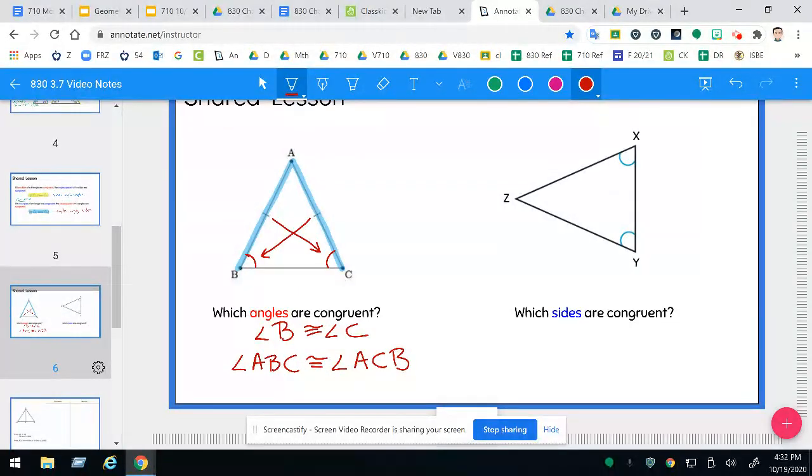So we can also say, for example, angle ABC is congruent to angle ACB. Both of these are correct, right? Both of these are correct. But if you want a more complete answer, use all three letters for the angle.